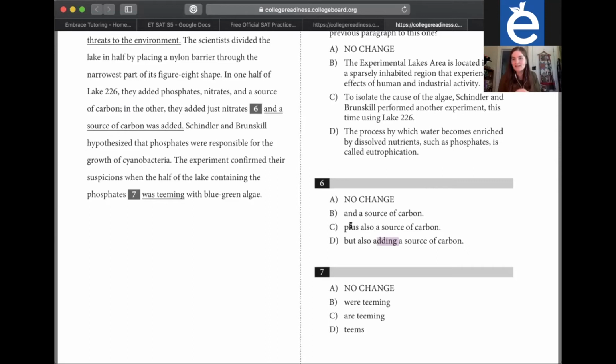Because it's clear, it doesn't add any extra information that we already established. It doesn't add any unnecessary information. And it performs the function that's needed here, where you're already introducing the idea that you're adding something, you're adding ingredients of some sort. In this case, it's nitrates and carbon, right? Does this all make sense to everyone here? Yeah. So B has to be the right answer because it's dealing with concision. It's the concise answer. It's clear and straightforward.